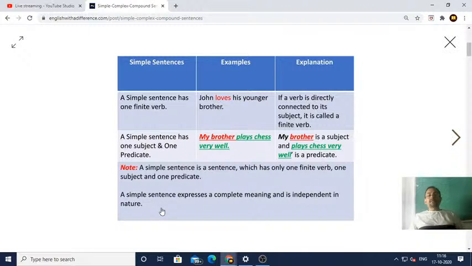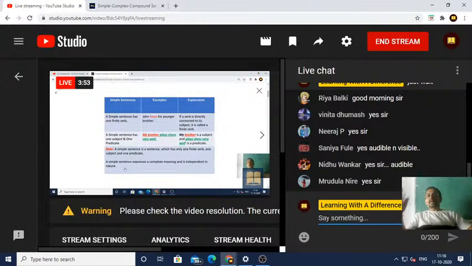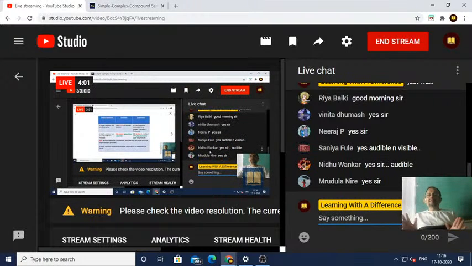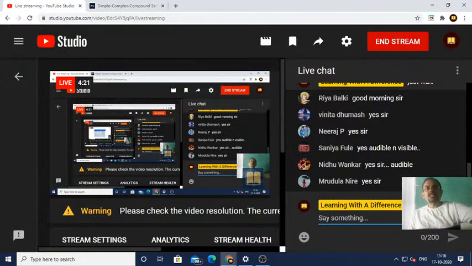Understood? So some more examples let me explain to you. Sania, can you give one example of a simple sentence? A simple sentence means it should be a single sentence and it should have only one finite verb. So Sania, or Vinita or Nidhu, Mrudula, anybody for that matter, can you please text me an example of a simple sentence? Just text me, I shall be able to discuss afterwards.